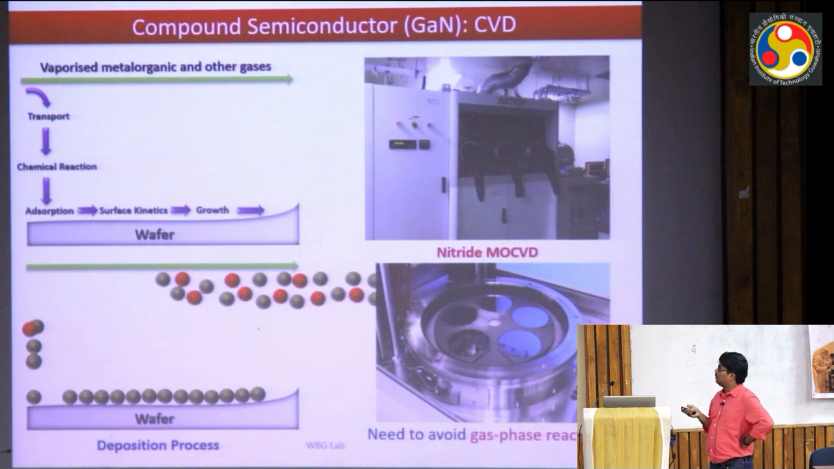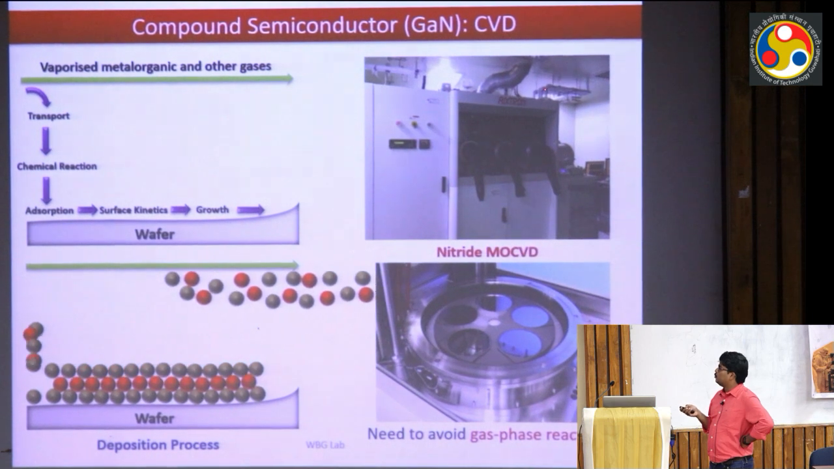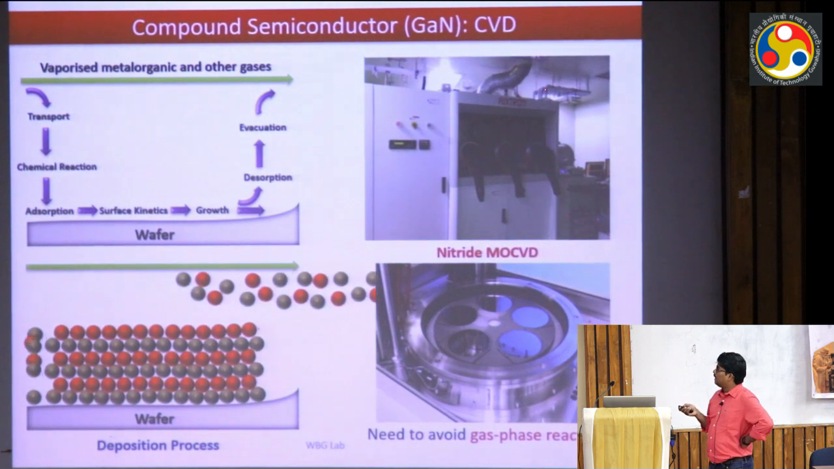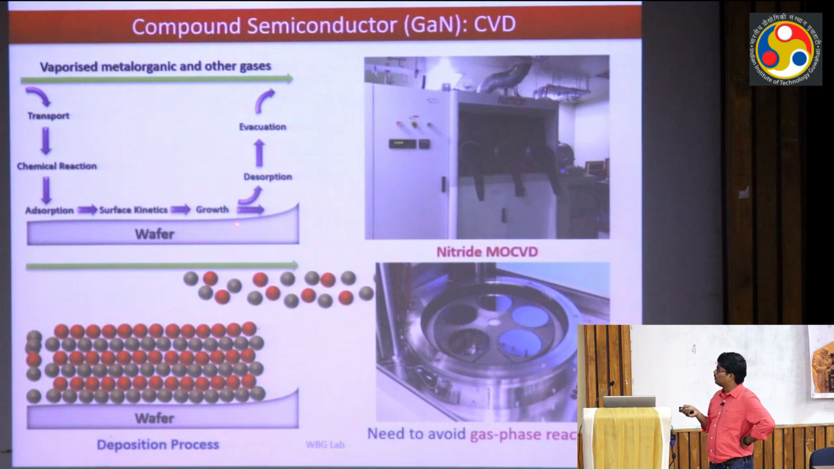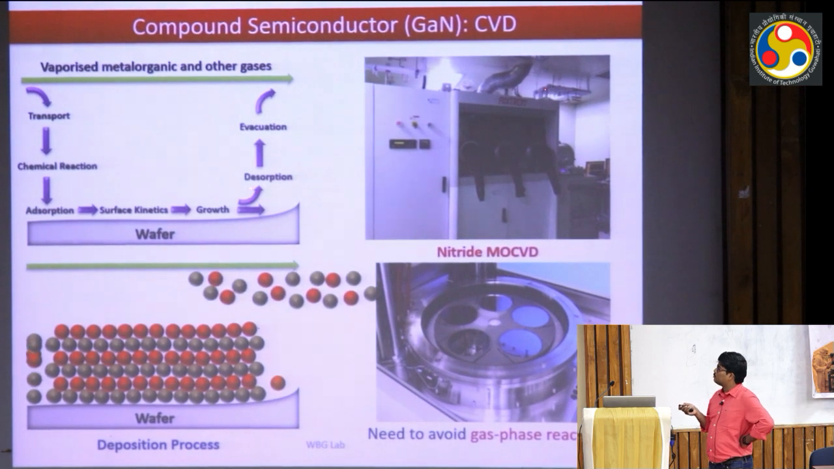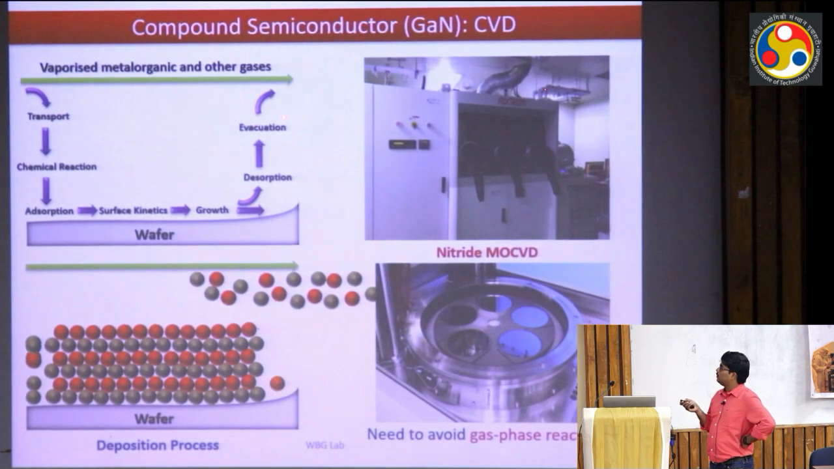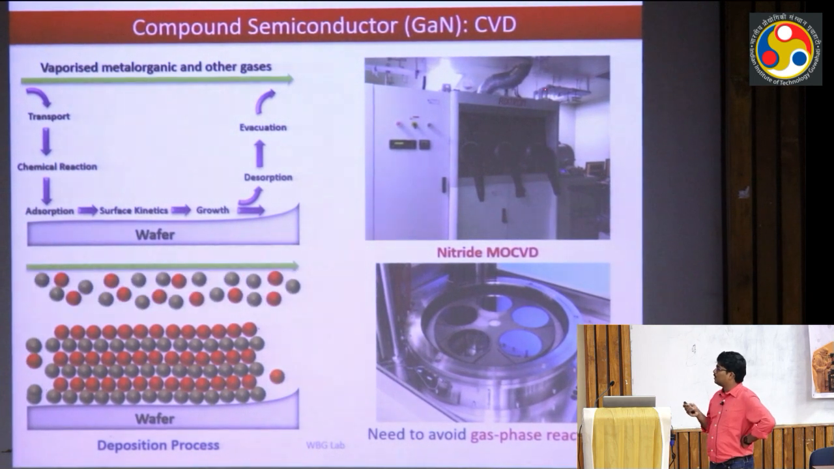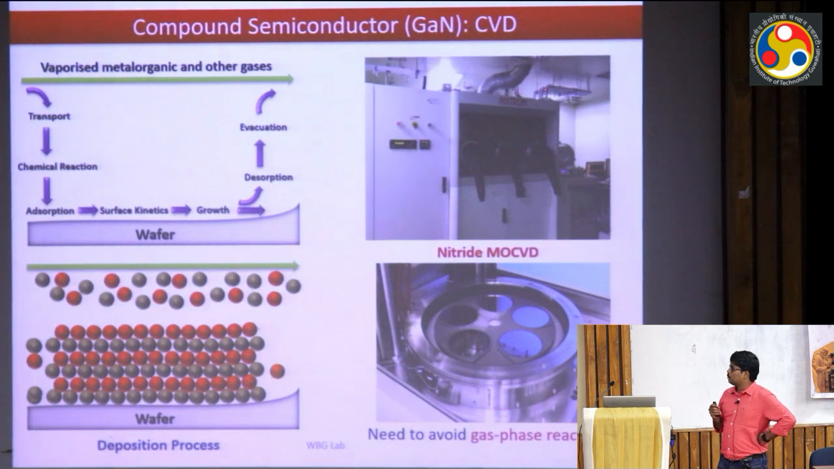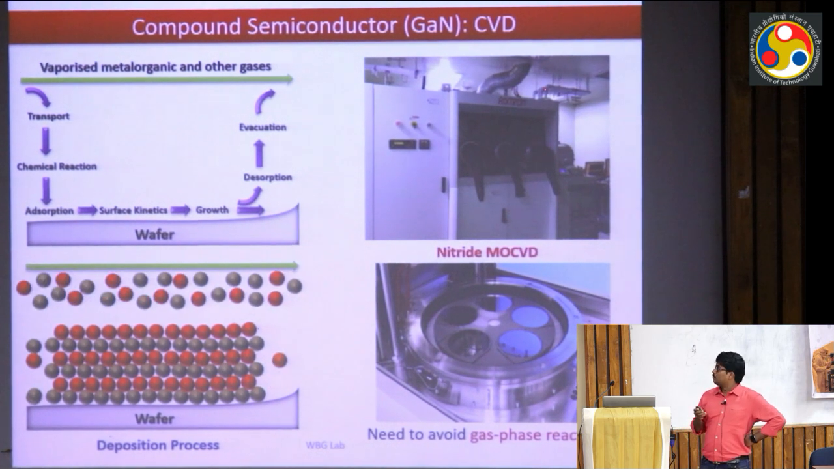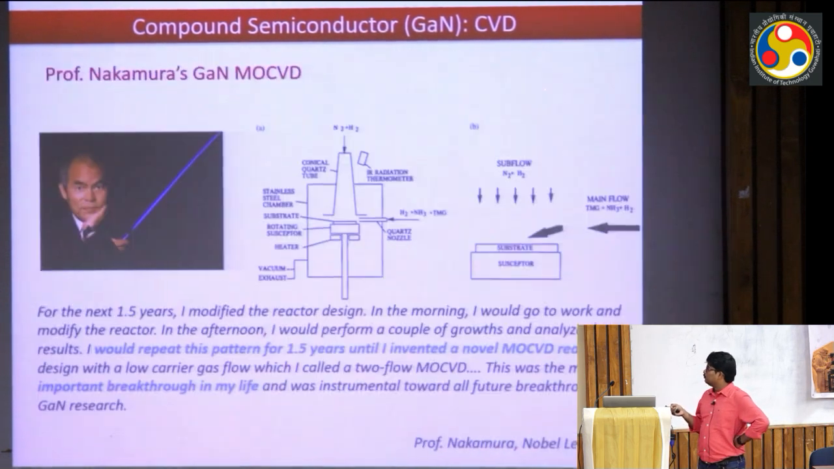After this surface kinetics, we will have the deposition, and then finally after this growth or deposition, we will have some atoms dissolve, and finally we need to evacuate those residue atoms. So this is how the atom by atom deposition is going on inside a gallium nitride epitaxy reactor.